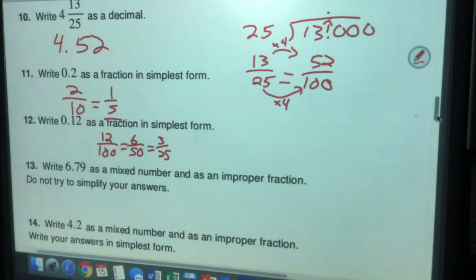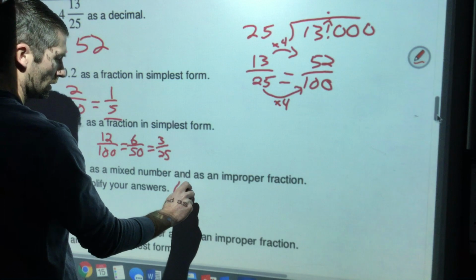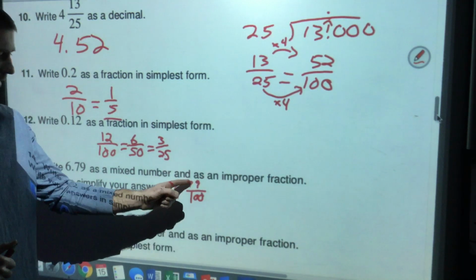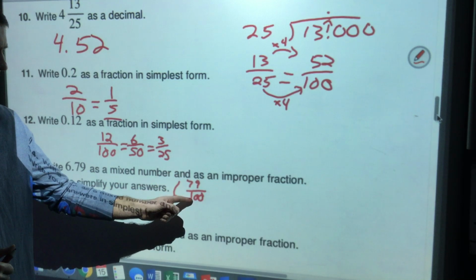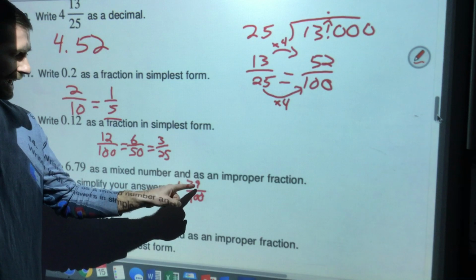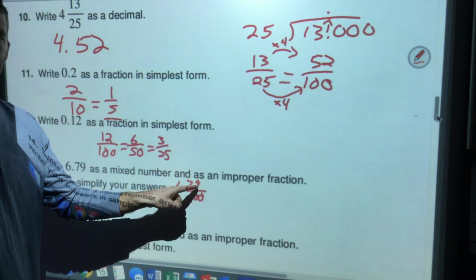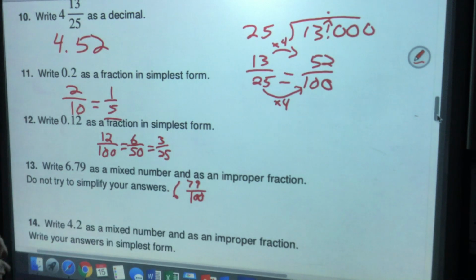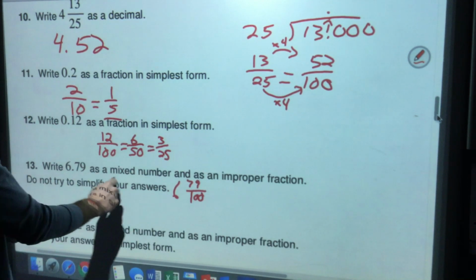Number 13, write 6 and 79 hundredths as a mixed number and as an improper fraction. Do not try to simplify your answer. Okay, so as a mixed number, it's 6 and 79 over 100. There's your mixed number. We cannot simplify this. Remember how I said earlier, if it's odd, only if it ends in a 5 will you be able to simplify. So you can't simplify that. Okay, so now that's that as a mixed number.